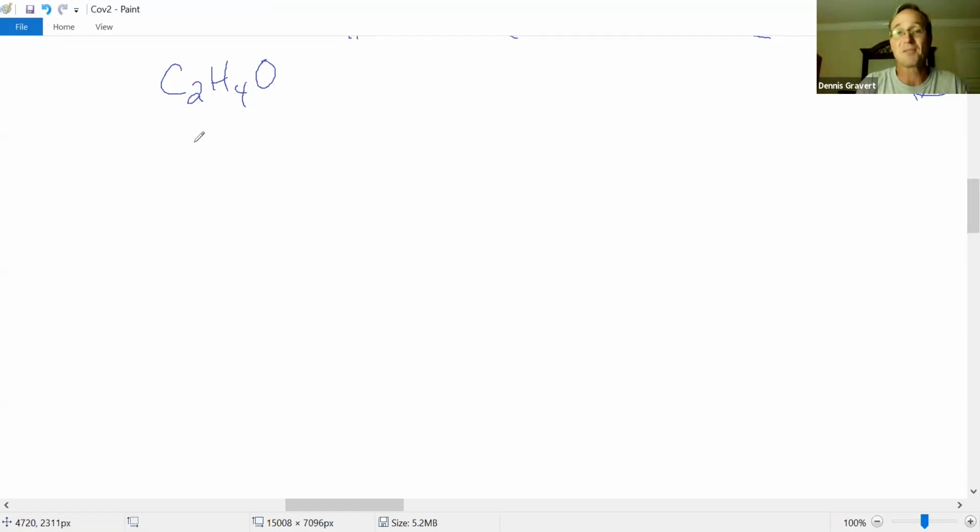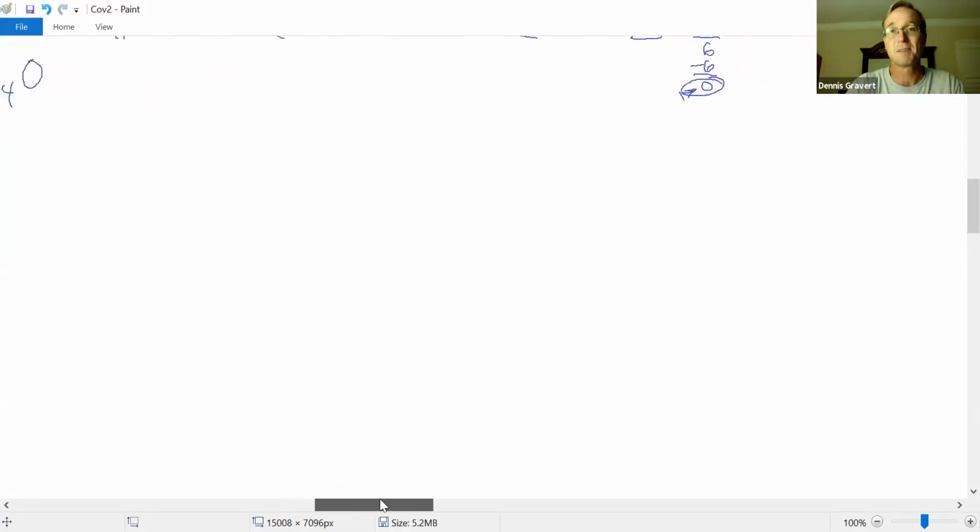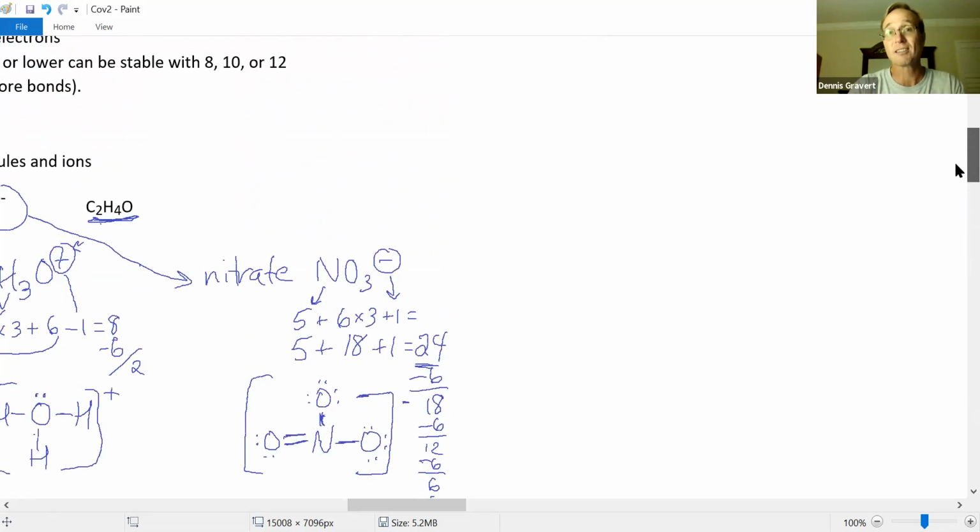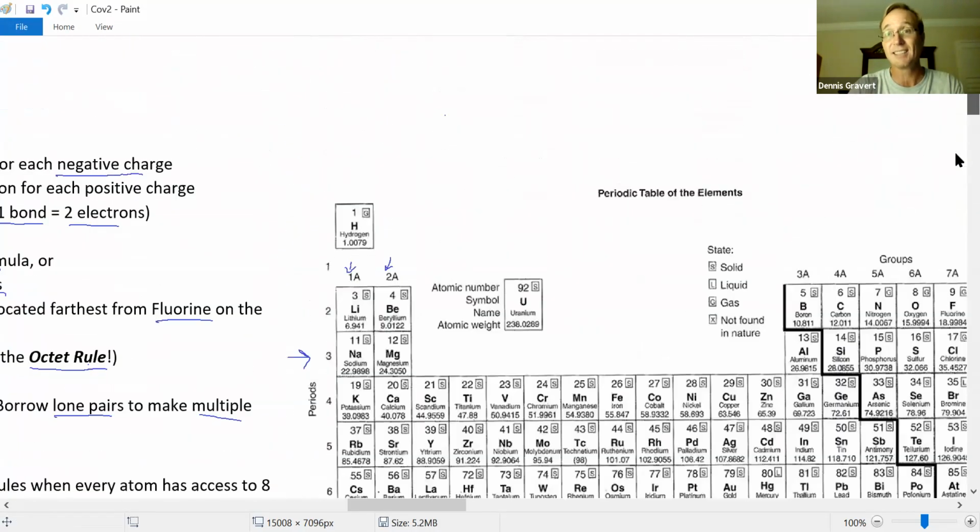Step 1, count the valence electrons. How many valence electrons does carbon have? Well, it's in column 4A. You can also remember HONC, H-O-N-C. C is the 4th letter, 4 bonds, so it has 4 electrons to gain or lose. That works too.